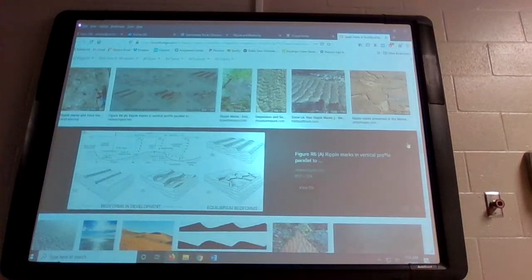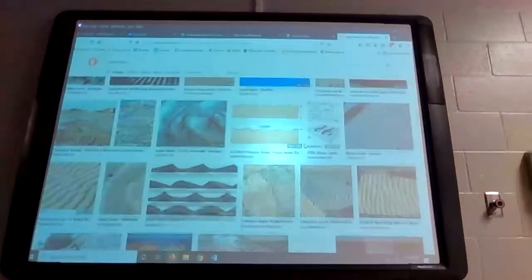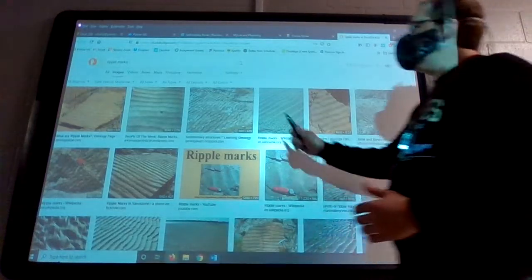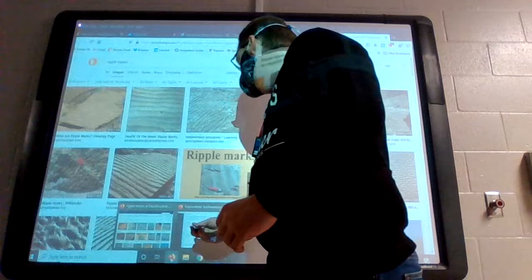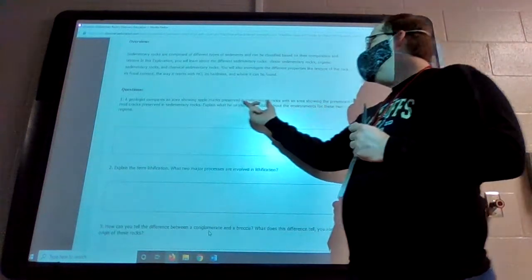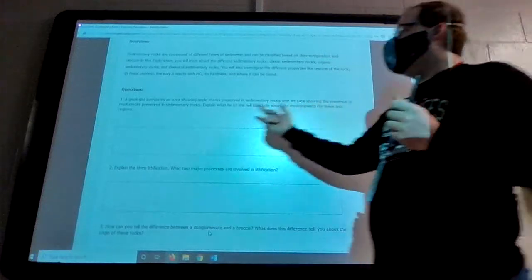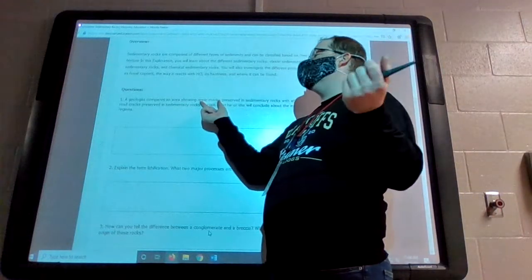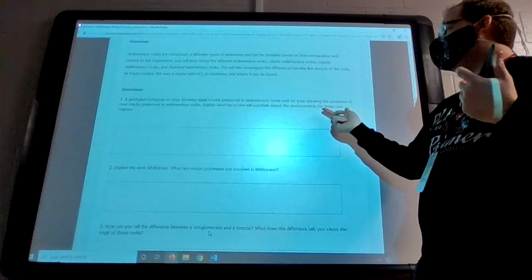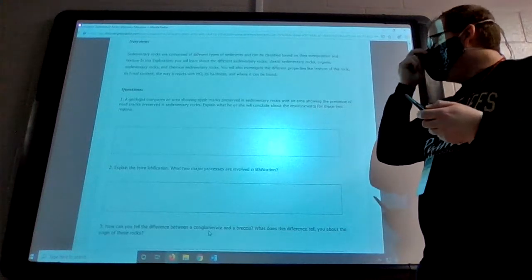Where your wind is probably going to build up something a little bit bigger, like a sand dune kind of size. Not that you can't get them with just wind, but they're more commonly associated with water. So when they're asking me the question, what's the difference between a rock? He finds a rock that shows the presence of mud cracks, and one that shows the presence of ripple marks. Explain what he or she will conclude about the environments for these two regions.